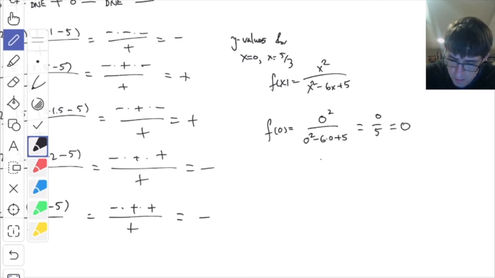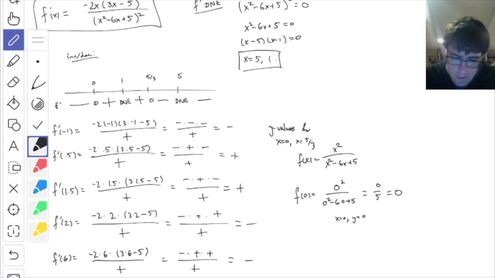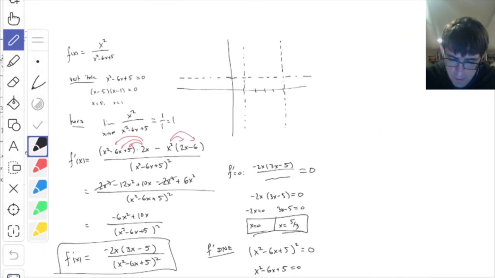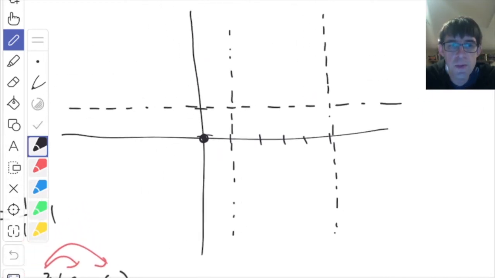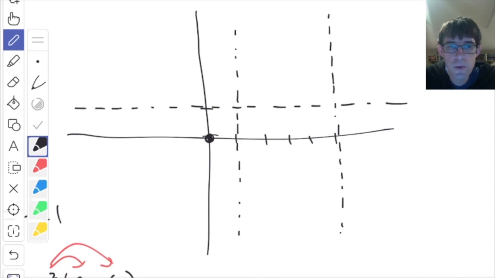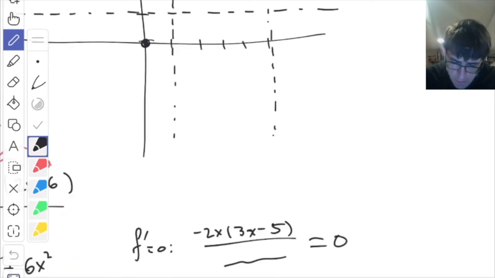So I get x equals 0, y equals 0 is one of my critical numbers that I can put on the chart. Let's put it on the graph immediately, if I can. So it was 0, 0 right there. All right. This is a critical number. So just to remind myself, this is where the derivative will be horizontal when it goes through that point. All right. And my other point was 5/3.